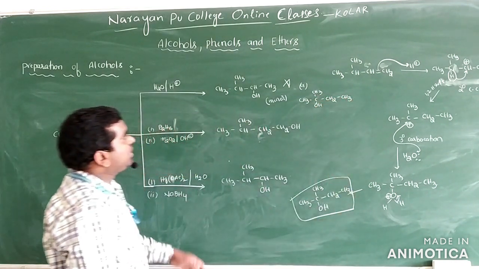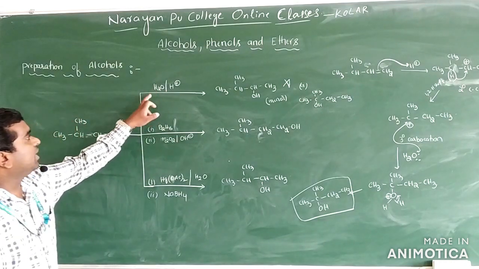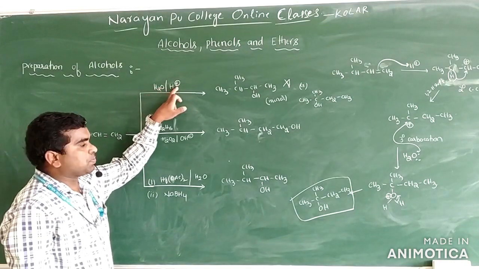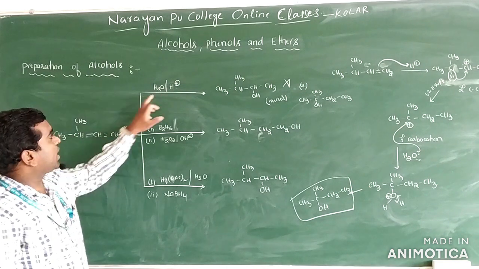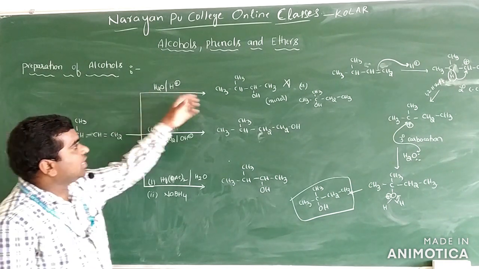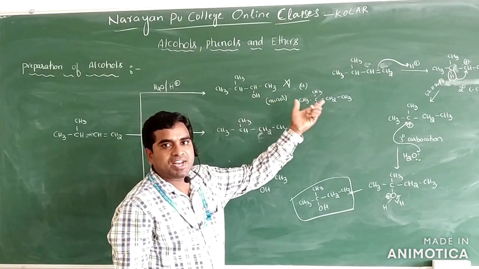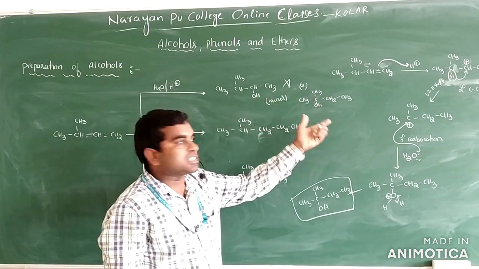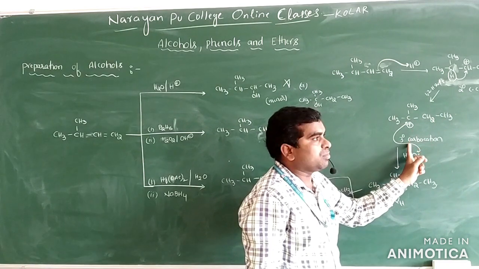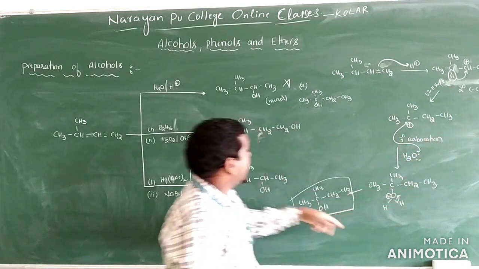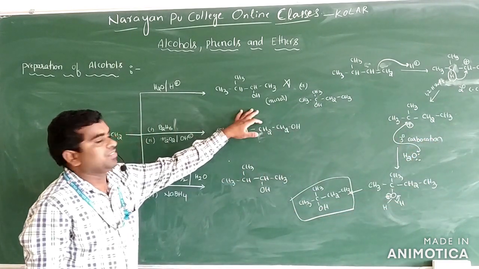So that's why you have to be careful when they have given the hydration, H2O in H plus, because there is a carbocation intermediate in this reaction. So you have to identify whether there is a chance of rearrangement or not. When rearrangement takes place, it is secondary. If a more stable carbocation is there, then rearrangement takes place. So you will get the major product is this.